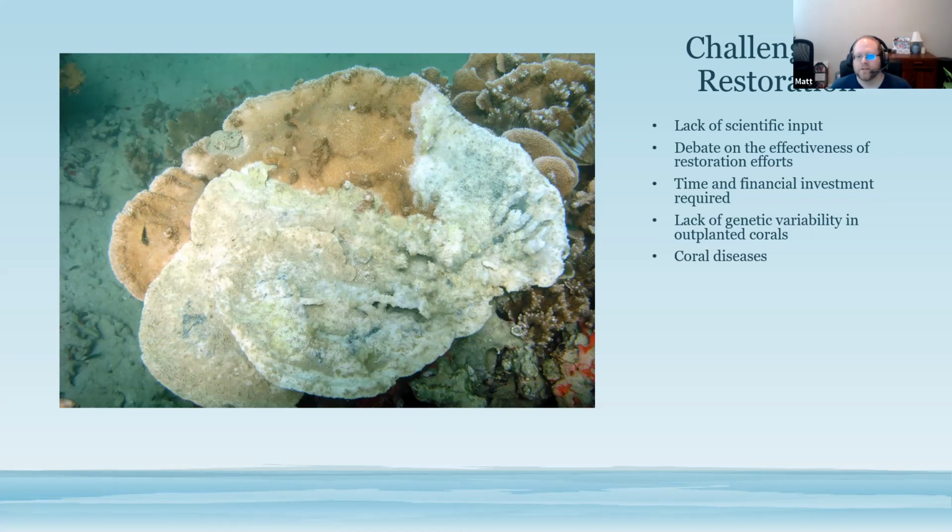Lack of genetic variability in the outplanted corals is another major problem. The coral fragments are genetically identical to their parent colony. So if coral fragments aren't genetically diverse, then natural sexual reproduction becomes impossible, and the reef will lose its ability to adapt to future stressors. Coral diseases are another major concern in reef restoration because they can be spread rapidly within a coral nursery and wipe out the collected fragments. Coral diseases are a particular problem in the Caribbean. And the image here is of a diseased coral.